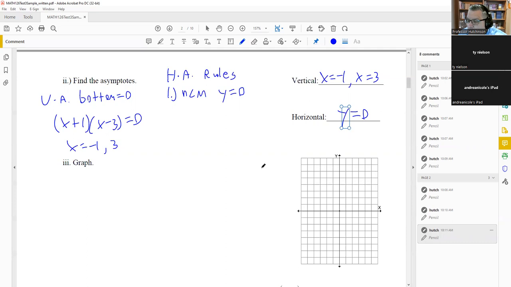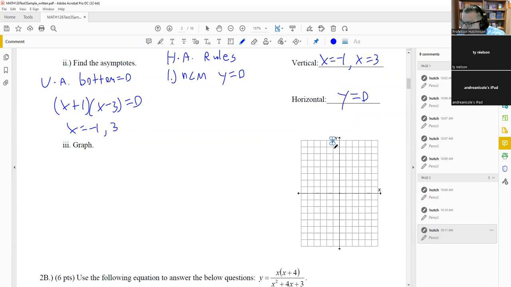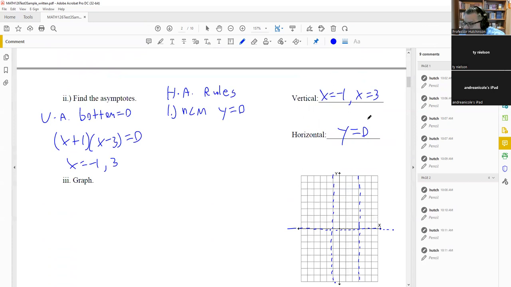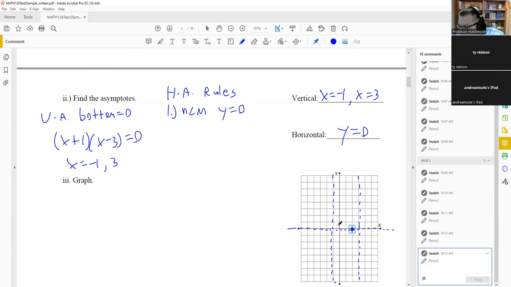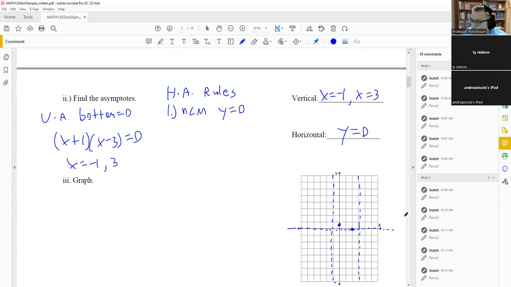Now we need to put all this on here in graph. So I have a negative 1, and I have a positive 3. Okay, those are the two vertical asymptotes. And then in this case, I've got the horizontal one is at 0. We also have intercepts that I'll put on here as well from up above. X-intercept is 2. And it also crosses at 2/3. Okay, so 2/3 is about right there. Yeah, about right there. Okay, so now I have my intercepts and I have the asymptotes that are on there.